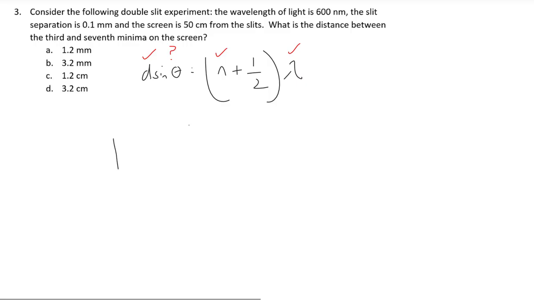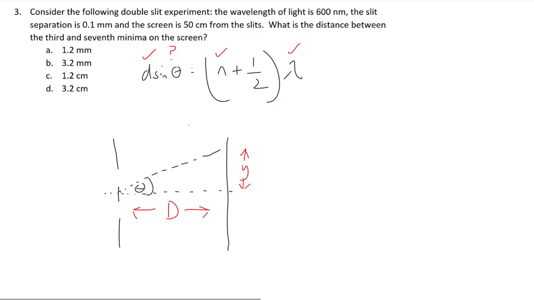Let us now draw a quick diagram to make sure that we understand what we are looking for. Again, on the left we have two slits separated by a distance d. We have a screen on the right, which I will say is a distance capital D away from the slits. We also have that angle theta, which I have already defined. And I will introduce another new variable y, which is the distance from the center of the fringes to the nth dark fringe. Well, we are looking for the distance between the third and seventh minima. In other words, we are looking for y when n is equal to 7 minus y when n is equal to 3.